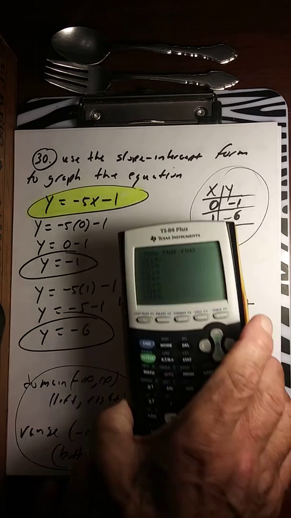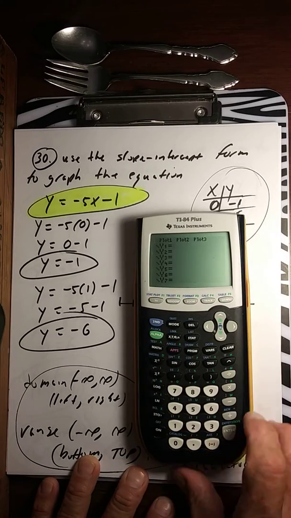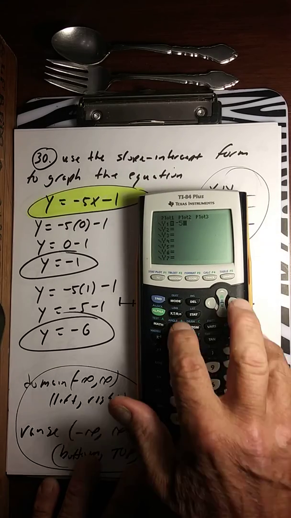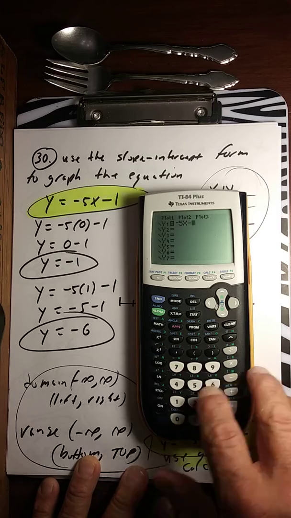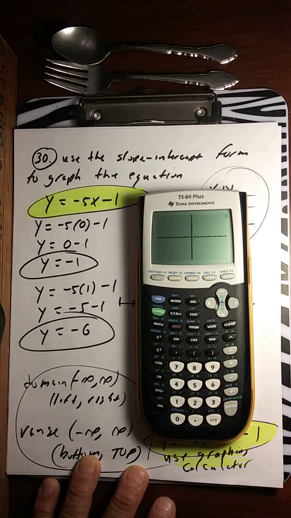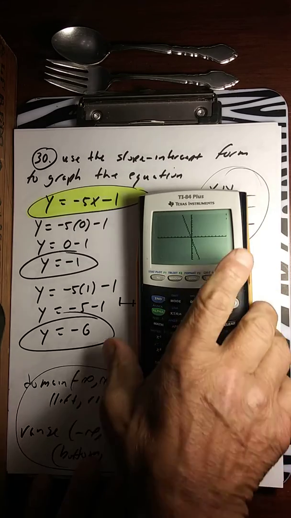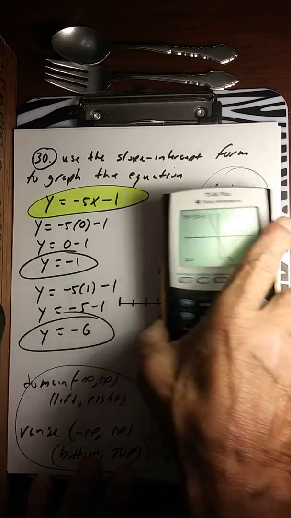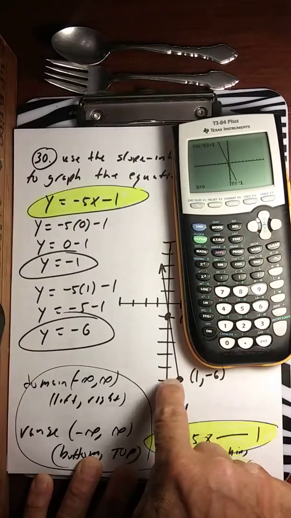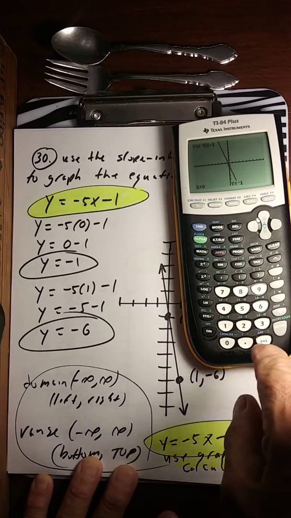Alright. Negative 5x. So we have negative 5x, big minus sign, 1. Hit graph. There it goes. And you can do a trace if you want to, but it looks like that right there.